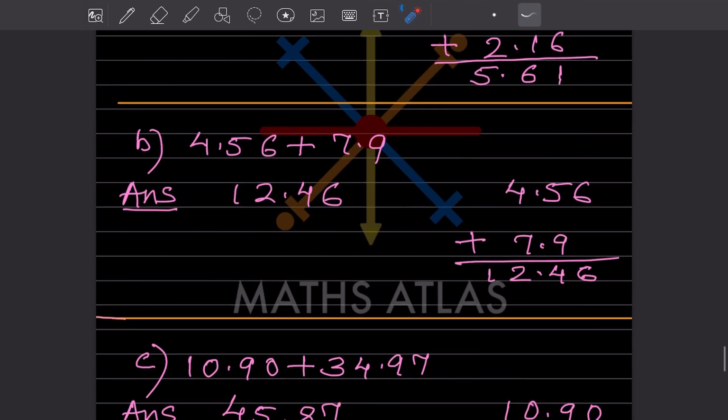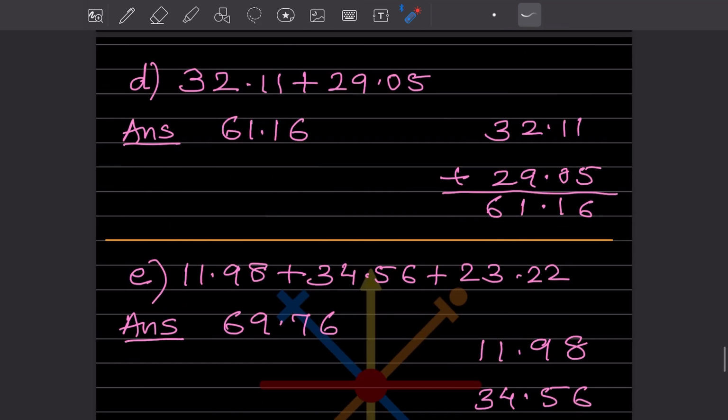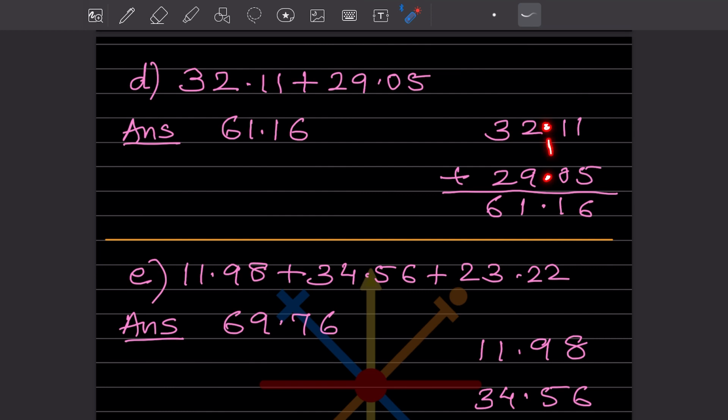Now again for this one, you don't need explanation. Again this one, you have to just add it. But see that wherever you are adding, the decimal and this decimal should be one below the other. So now see here, this is 32.11 and this is 29.05. So the decimal should be one below the other.